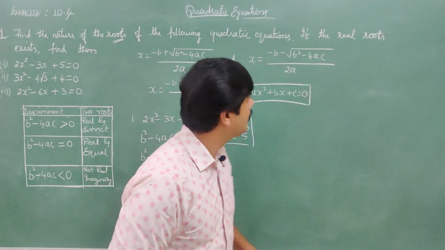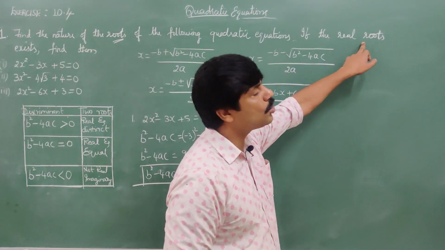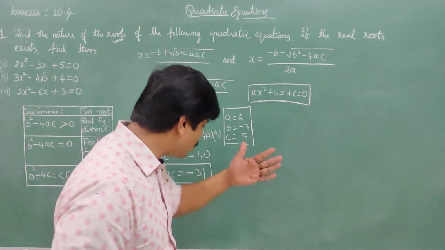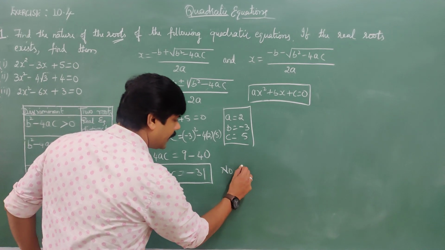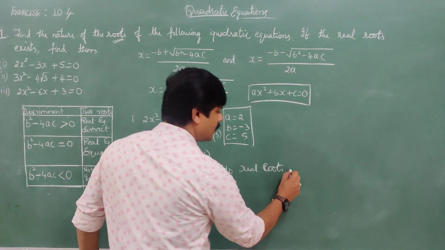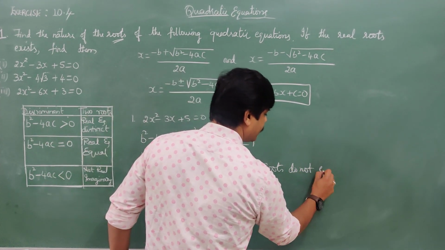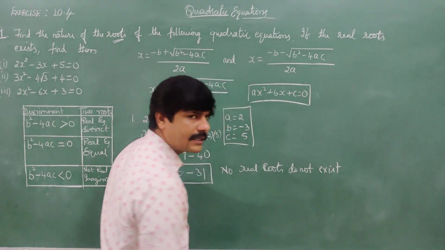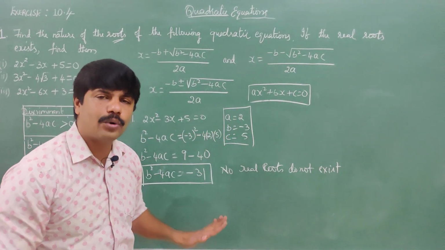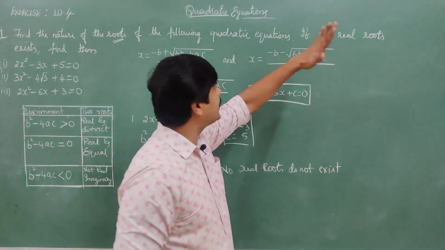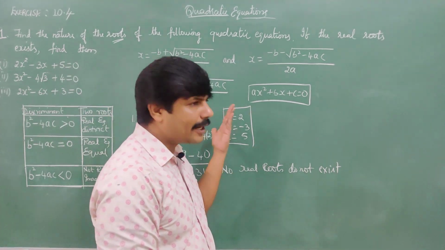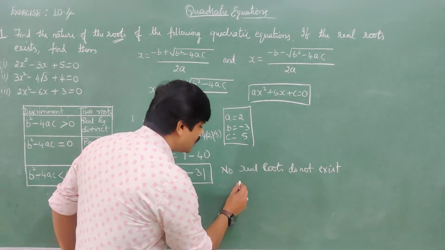No real roots. What is the question here? If the real roots exist. Does the real roots exist? No. Real roots do not exist. Why do real roots not exist? Because b square minus 4ac value has become negative. Therefore, real root does not exist. If real root exists, then find them, it is said. Since the real root does not exist, we cannot find them. So simply we call it as roots are imaginary.